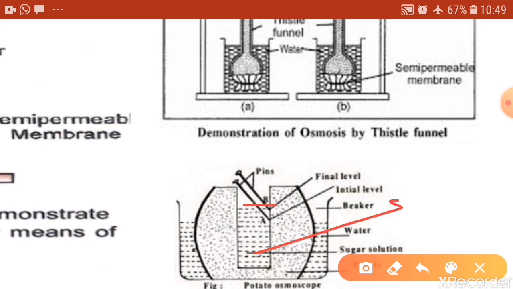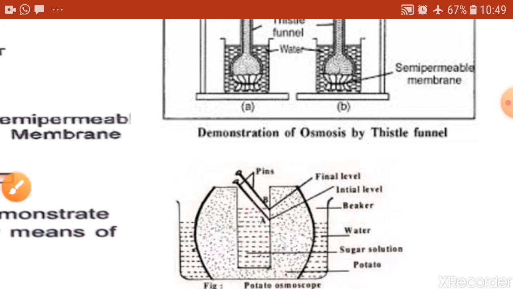In this cavity you put sugar solution, and you take a glass or a container in which you place this potato, and in the container you take water. Now you mark the level of the sugar solution which you have put in this cavity. You can take a pin and mark it. After marking it, you leave it for some time, say half an hour or so.